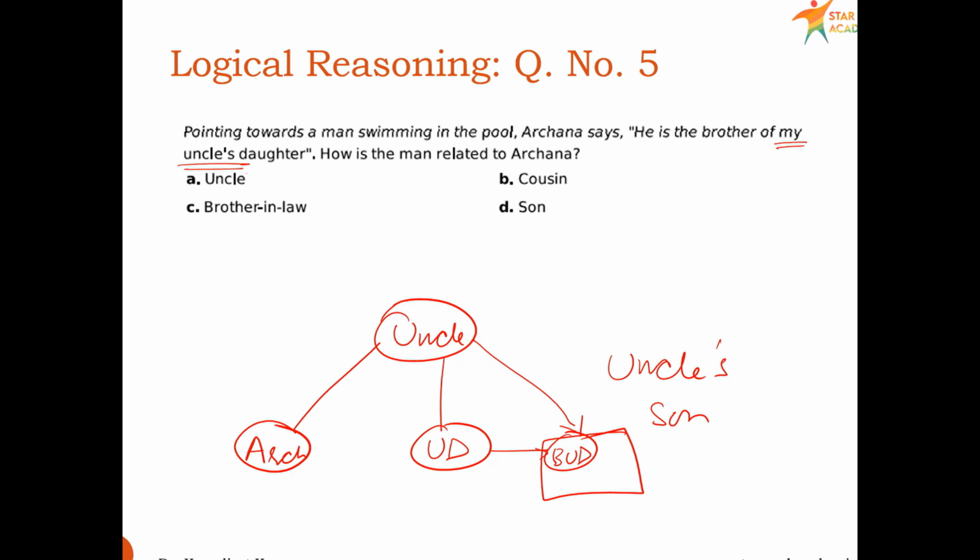So what is an uncle's son called? It is called a cousin. So the person swimming in the pool is the cousin brother of Archana. So here B is the right answer.